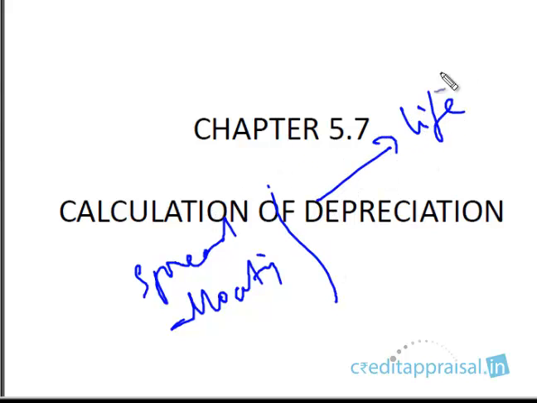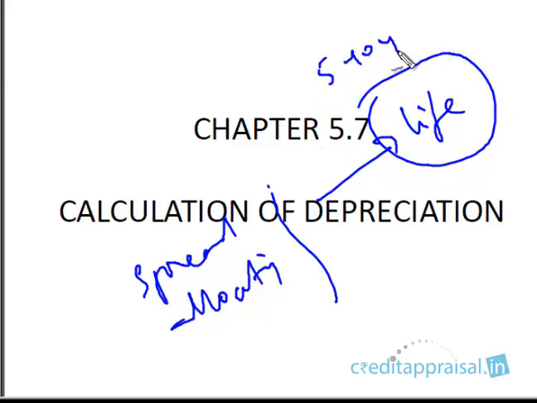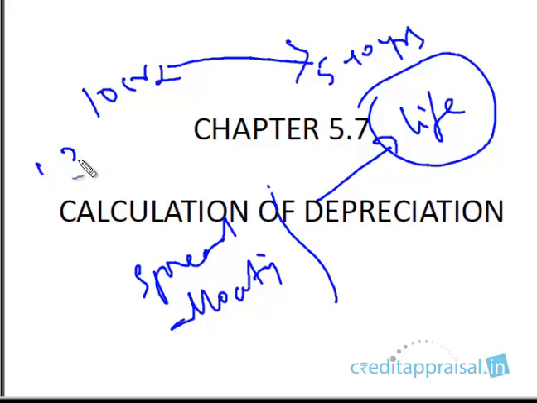So you'll take the life of the asset, say 5 years or 10 years, and then you spread the cost. For example, 10 crores, you'll spread this cost over a period of 5 years. So that is the concept we discussed. Now how much to allocate in each year? If the machinery has a life of 5 years, and 10 crores is the cost of the machine, should we show 2 crores in each year?